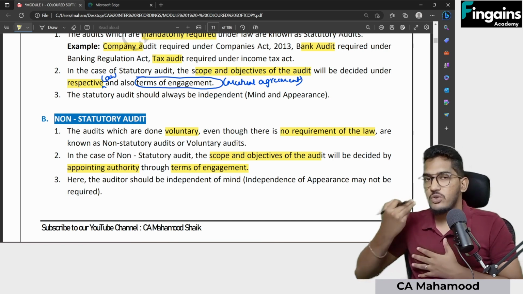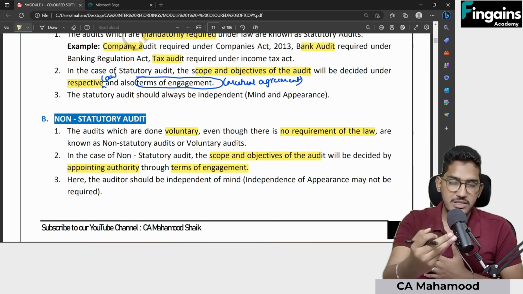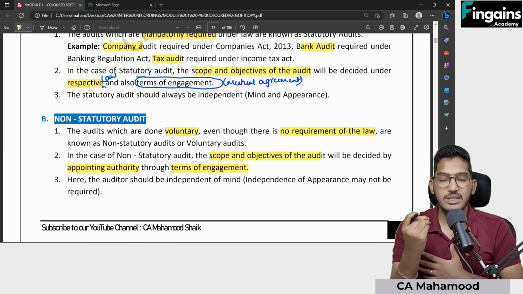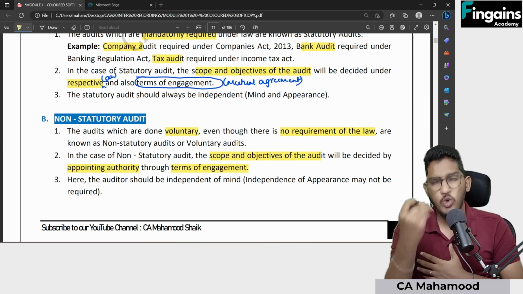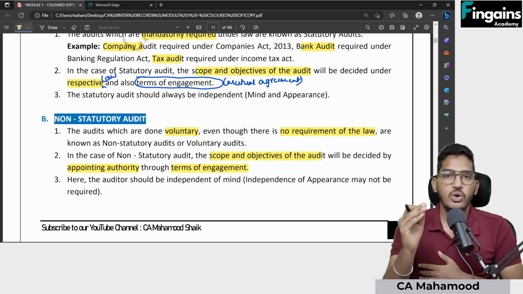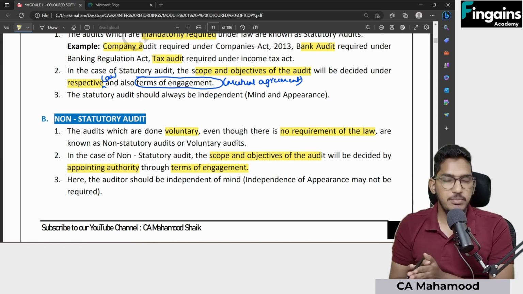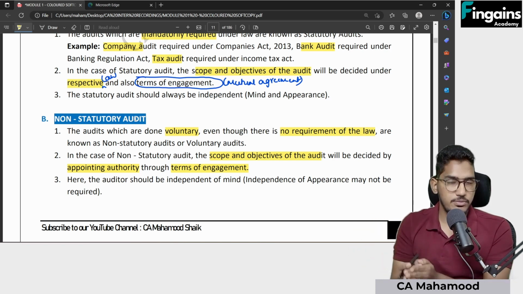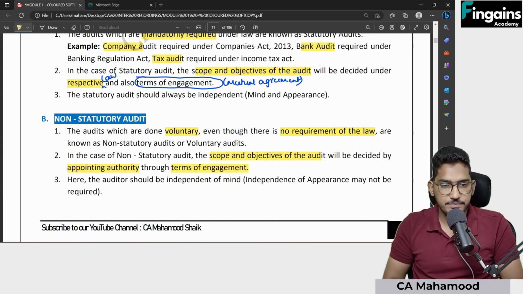If I am appointed as auditor of a partnership firm, the partners will say what I am supposed to do in the audit. So in the case of non-statutory audit, there is no law under which audit has been made mandatory. So who will decide scope and objective? The auditor and the client. They will sit across the table. The client will say what you are supposed to do. That will be your scope.